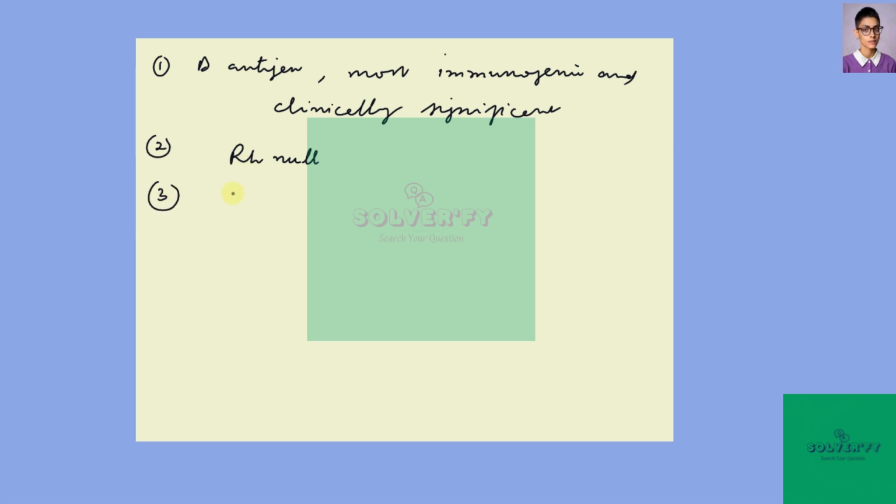Another question also is, the theory of inheritance that claims that the Rh antigens are determined by three closely related sets of allelic genes was proposed by who? It was proposed by Fisher and Race.